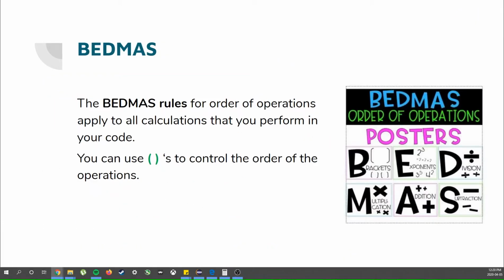Now, we can also use BEDMAS. You're probably familiar with BEDMAS from grade 7 or 8, and BEDMAS will apply to any calculation. If we want something to be done first, we can use brackets in order to prioritize certain calculations.